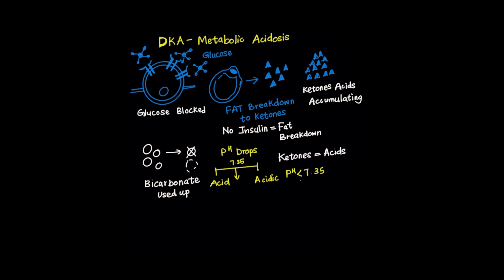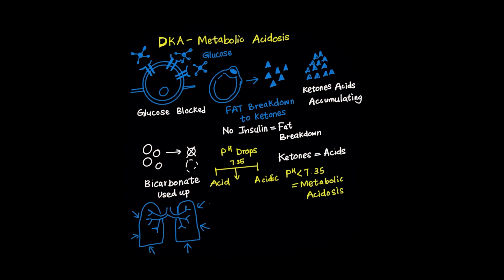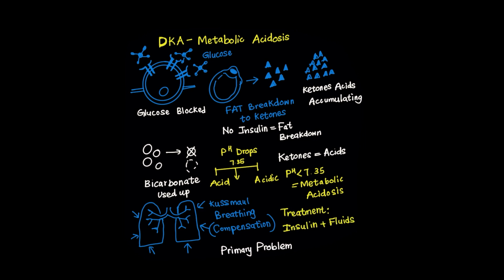This is the hallmark of metabolic acidosis, a pH below normal range caused by excess acids or loss of base. The body tries to compensate by breathing faster to blow off CO2, but the primary problem remains the metabolic acid accumulation, requiring insulin and fluids.